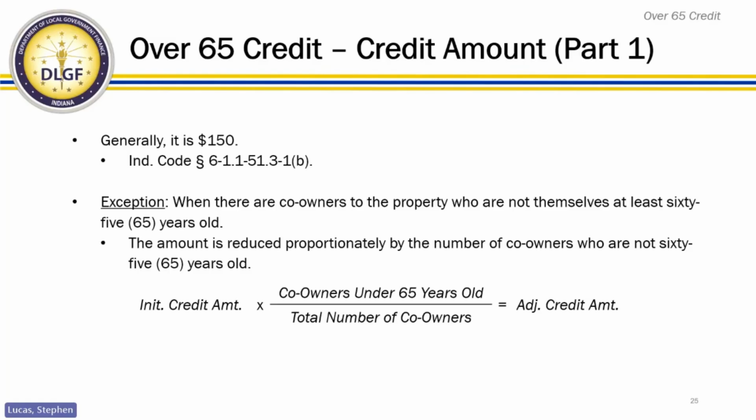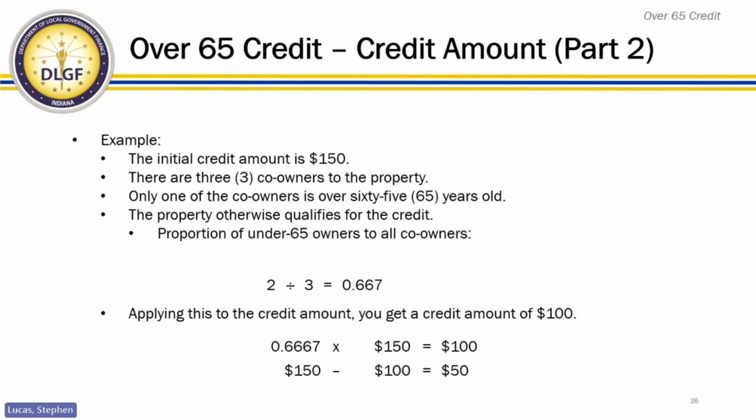As I mentioned previously, the credit amount is typically $150. Again, where there are co-owners to the property who are not all over the age of 65 years, the credit is reduced proportionately by the number of co-owners who are not 65 years old. So you take 150, you multiply that by a fraction, which is the number of co-owners who are under 65 years old, divided by the total number of co-owners, and that's how you get your adjusted credit amount.